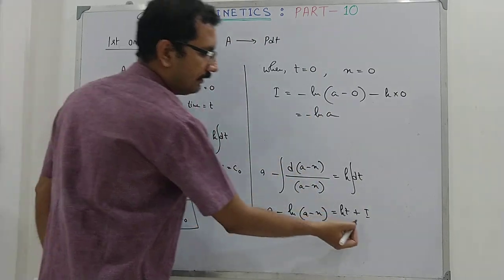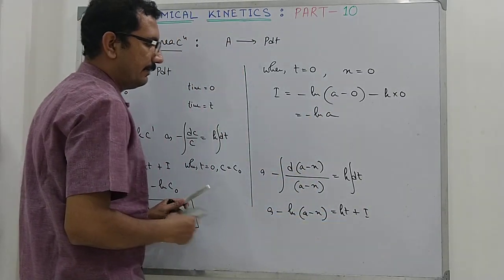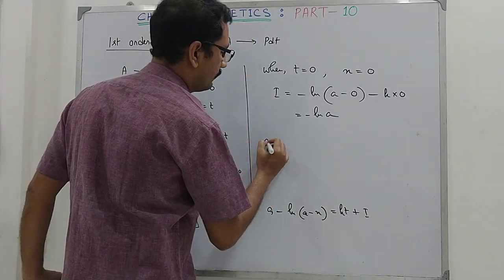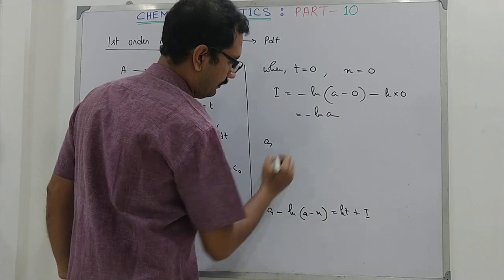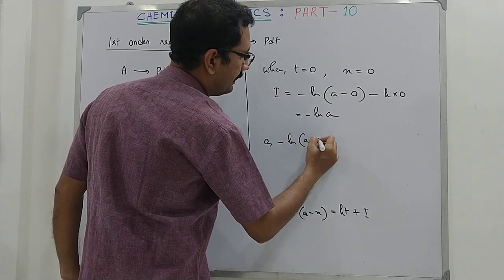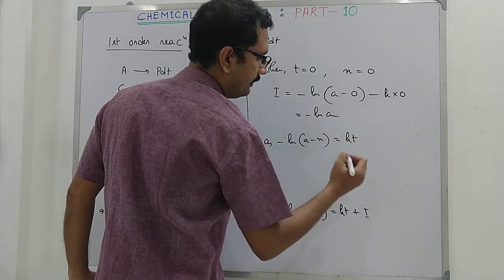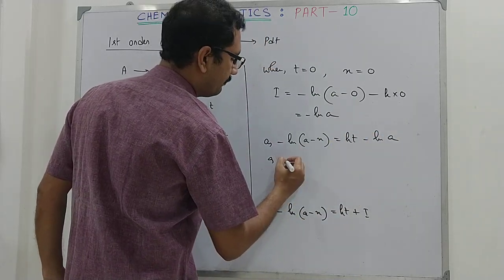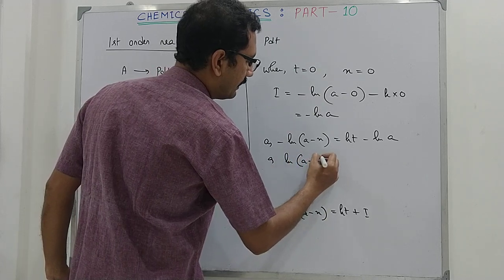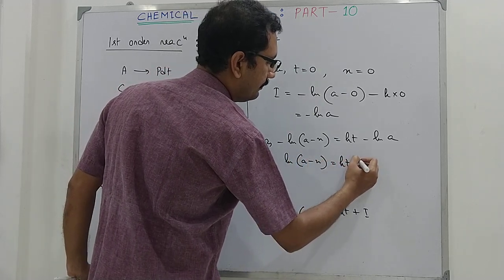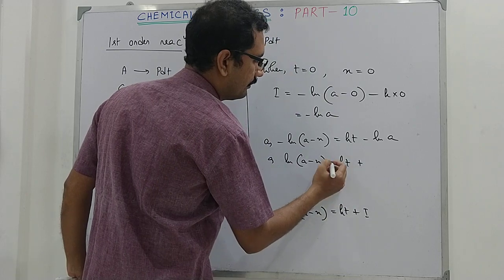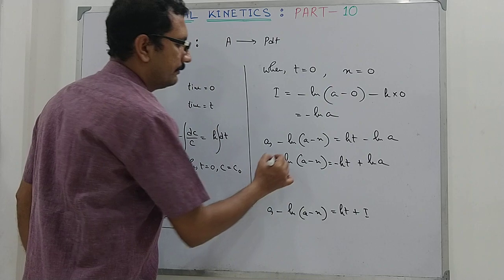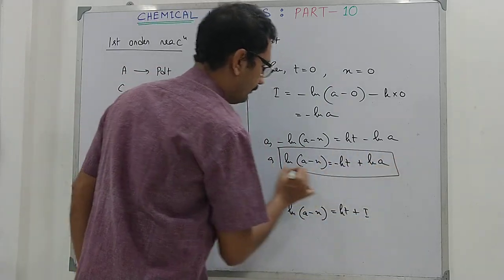Now we put this in this equation, so that we have minus ln A minus x equals KT minus ln A. Again multiplying both sides by minus 1, we have ln A minus x equals KT. Here there will be a negative sign, it is ln A. So this is the integrated form.